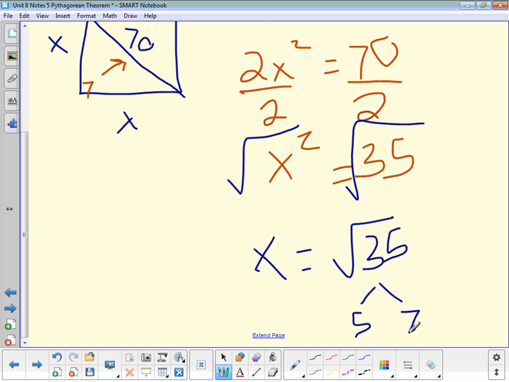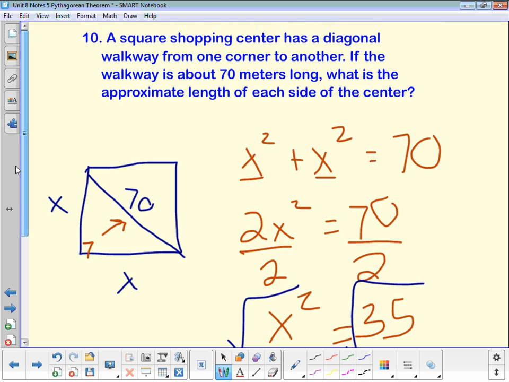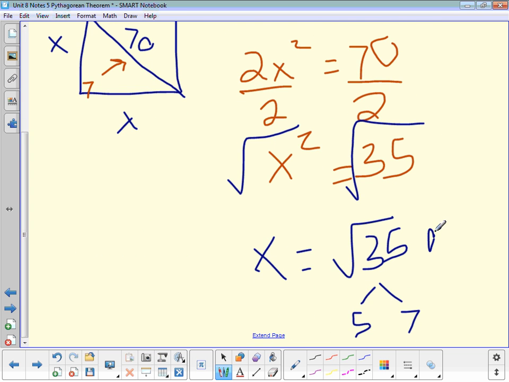Since there are no pairs available, the square root of 35 is as simplified as it gets. Last but not least, I need to check my label, and it was meters, so I want to make sure that I label that meters. And that's your final answer for number 10.